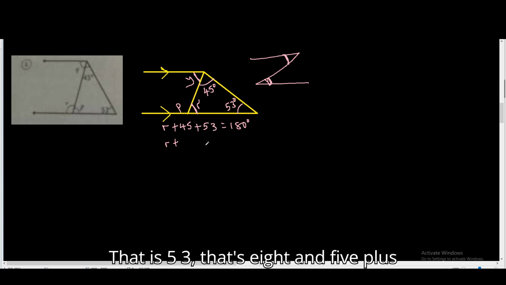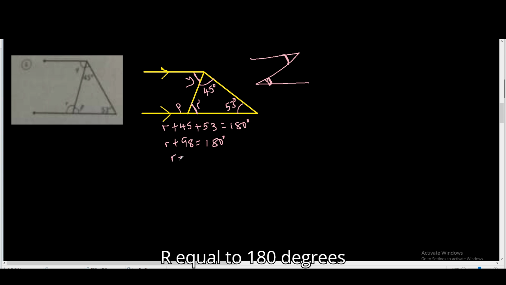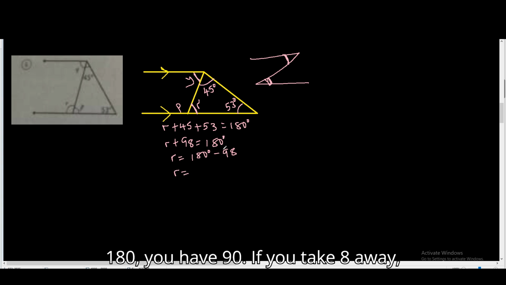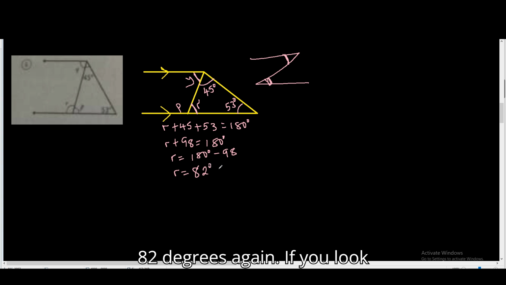That is 5 plus 3, that's 8, and 5 plus this, that's 90. So we have R plus 98 equal to 180 degrees. Then R equals 180 degrees minus 98 degrees. If you take 90 away from 180, you have 90. If you take 8 away, you have 82 degrees. So R is going to be 82 degrees.